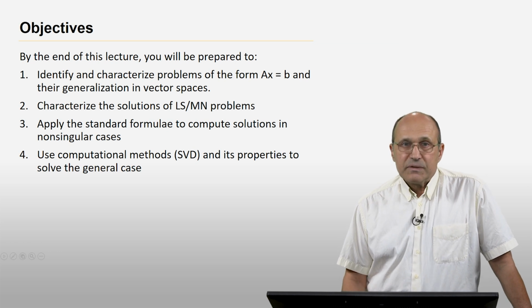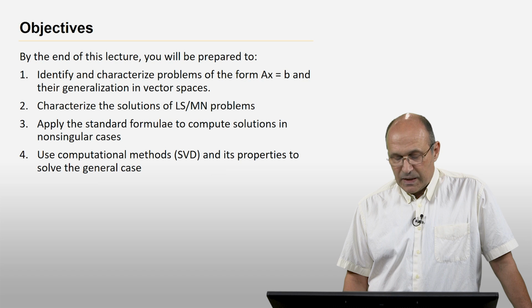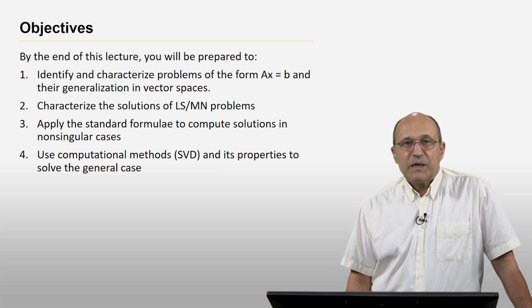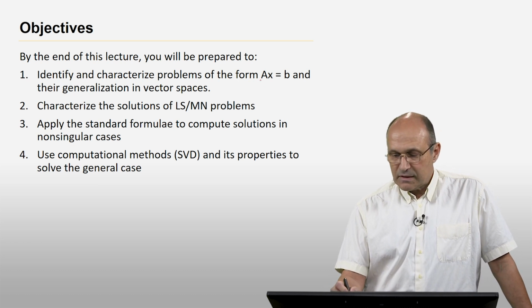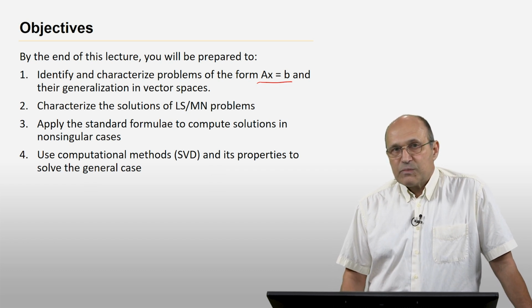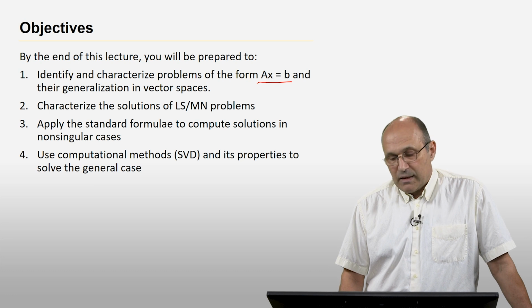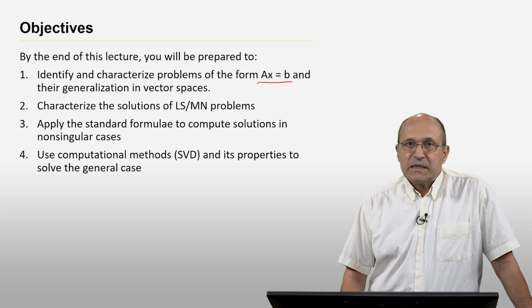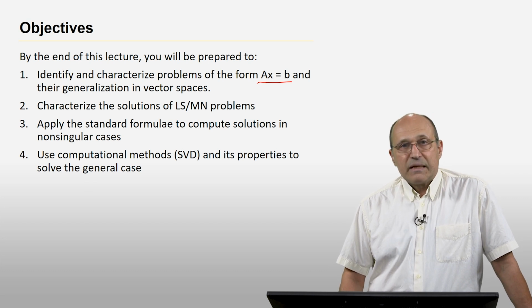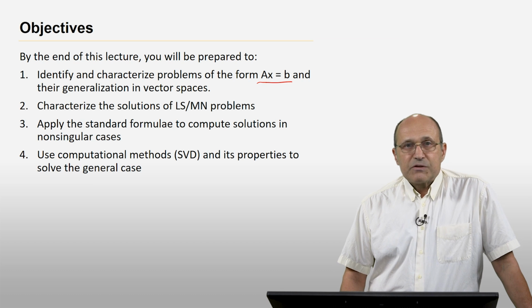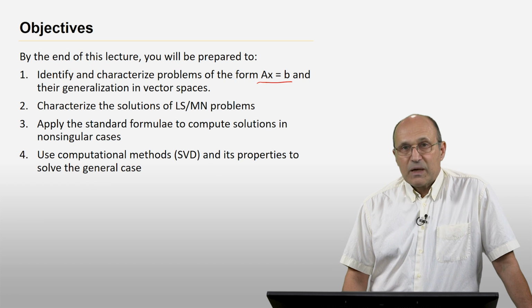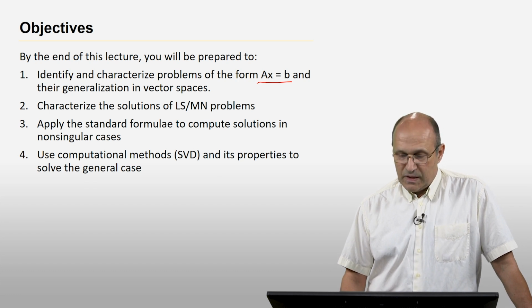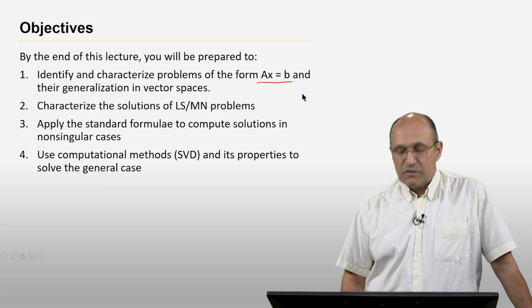By the end of this series of lectures on the linear algebra review, we want to be able to identify and characterize problems of the form AX equals B. This is the standard linear system of equations, and it has many applications, especially when A represents not just a matrix, but a linear operator, such as a linear system. Generalization in vector spaces allows us to analyze and get solutions to many interesting problems. We will characterize the solutions of least squares and minimum norm problems, and you should be able to do this easily at the end of the lecture.